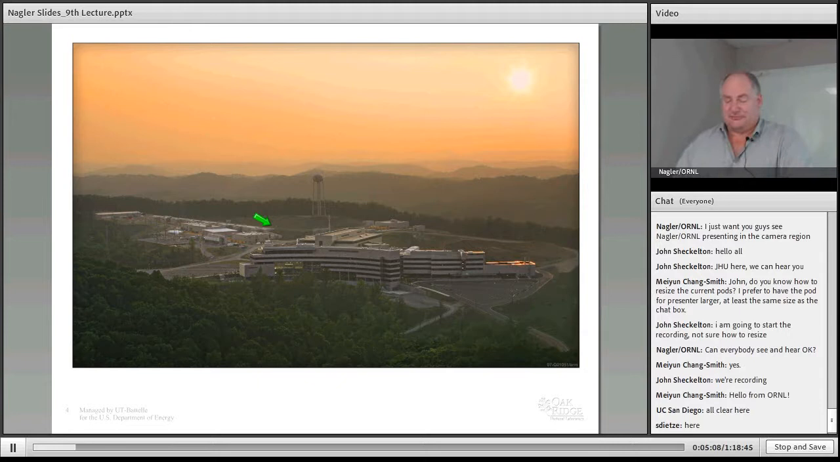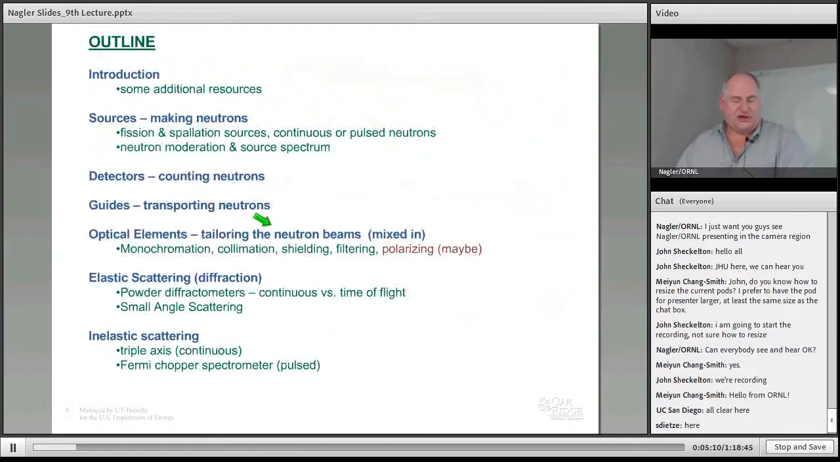So without further ado, let me move on and say a little bit about what I'm going to talk about. First of all, in a moment, I'm going to tell you about some other resources where you can get more information. I'm being asked to talk about instrumentation. Now, instrumentation is a vast subject when it comes to neutrons.